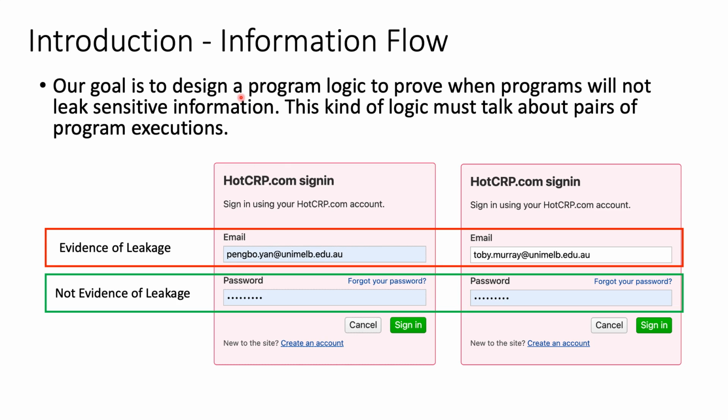Our goal is to design a program logic to prove when programs will not leak sensitive information. This kind of logic must talk about pairs of program executions. To see why, suppose we type two different emails and passwords on this website, as shown by these two pictures. Then we can say that the email box leaks what we typed because its output differs between the two pictures. By contrast, assuming the length of the two different passwords is fixed, the output of the password box is identical.